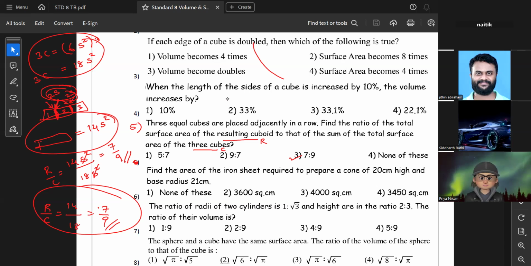Sir, I had a doubt that in the first question, how did you quickly get R cube? Okay, I'll just go to that. Let me check which was that.